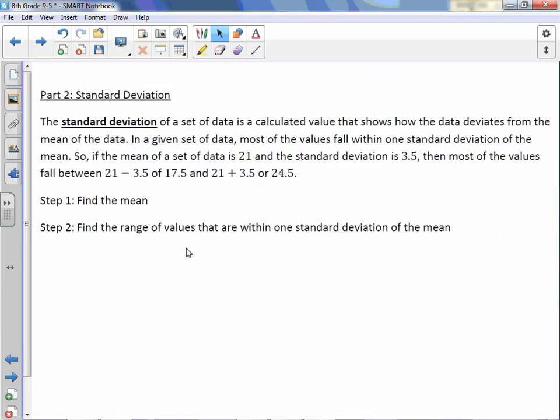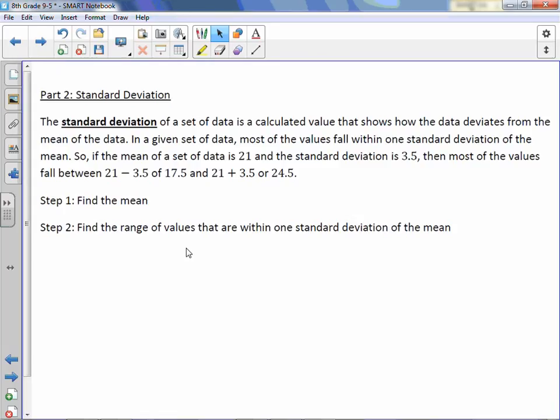Standard deviation. The standard deviation of a set of data is a calculated value that shows how the data deviates from the mean of the data. In a given set of data, most of the values fall within one standard deviation of the mean. So, if the mean of a set of data is 21 and the standard deviation is 3.5, then most of the data values fall between 21 minus 3.5, which is 17.5, and 21 plus 3.5, which is 24.5. So most of the data falls between 17.5 to 24.5.